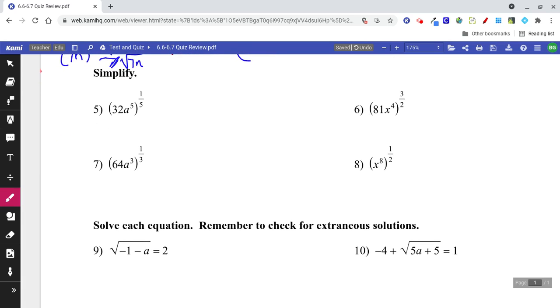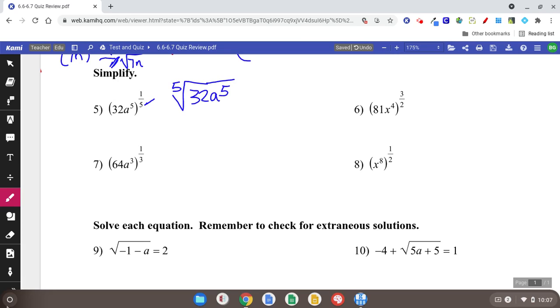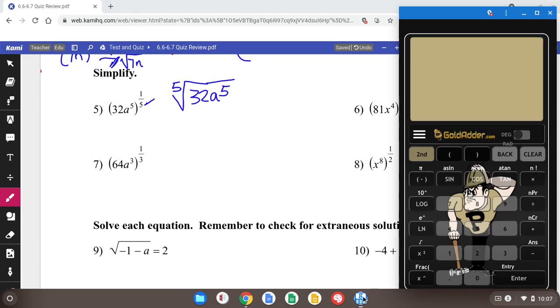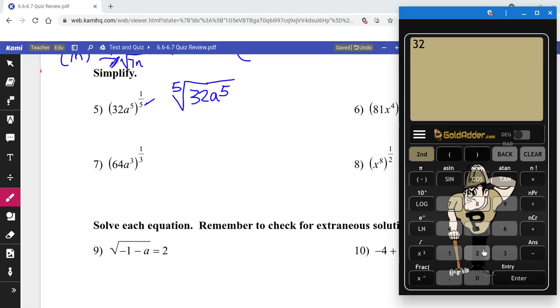Simplify. In order to simplify, we want to change it back to radical form. So that denominator 5 means this is a 5th root. 5th root of 32a to the 5th. Now the best thing you can do is if you just know the 5th root of 32. Sometimes if it works out nice, you can put it in on a calculator. You'd need parentheses around your fractional exponent. 5th root of 32 is 2.